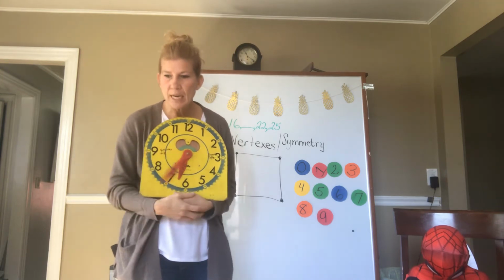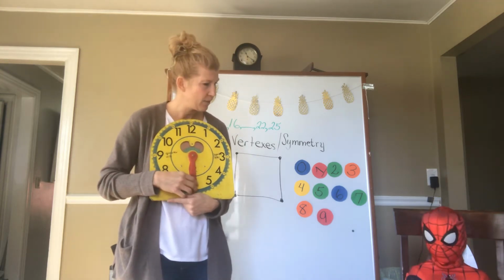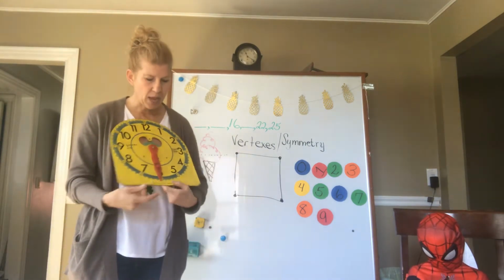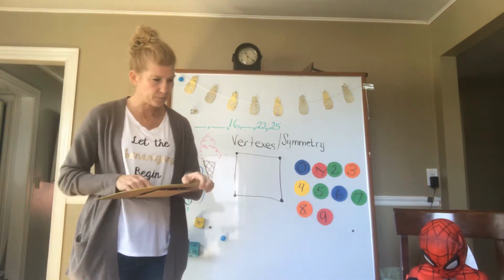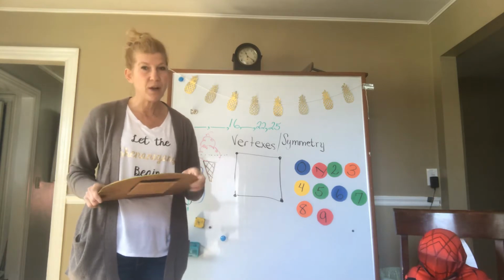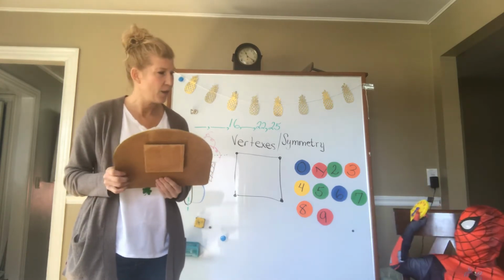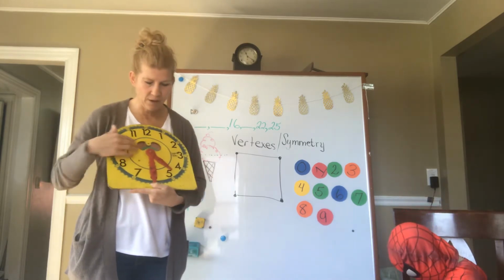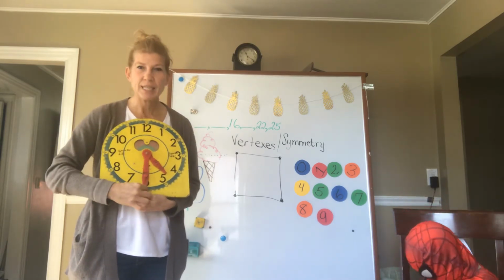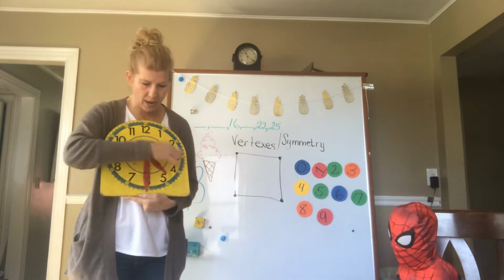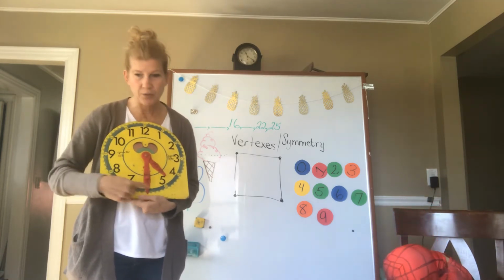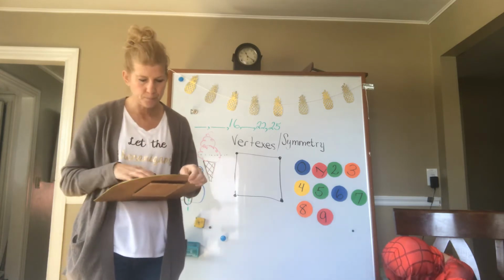Next time, find 5:30. All right, let's see if I can beat Spidey. Spidey's going to come up here. 5:30. Remember, 5 is my hour hand. Spidey's not right. Half of my clock is at the 30-minute mark. Half of 60 is 30. So 5:30.